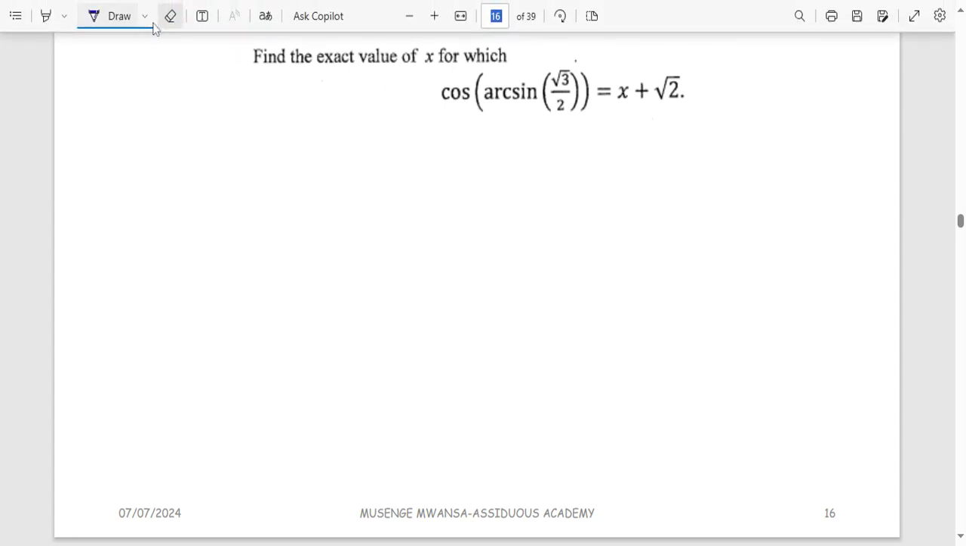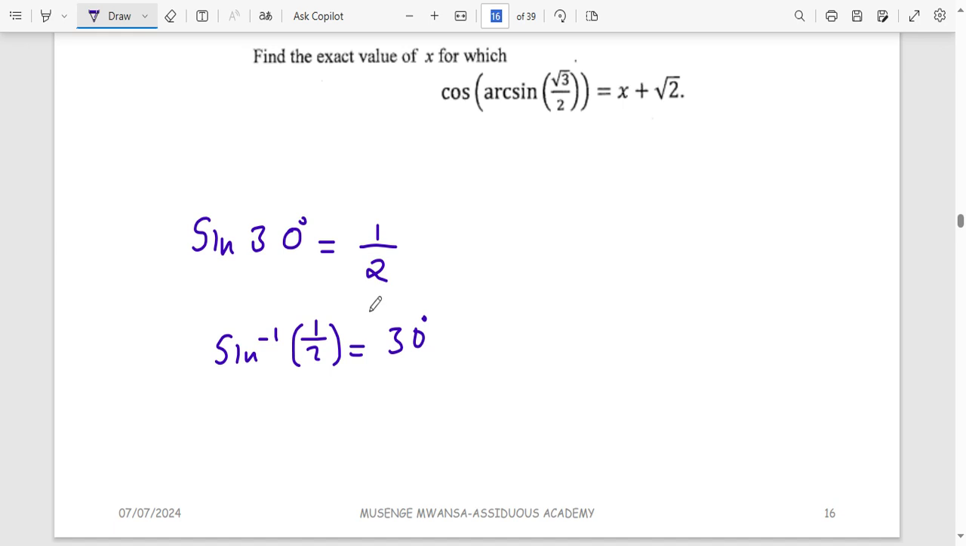Now here you can see they've given arc. Arc is inverse. So it's like this. When they tell you that sin 30 is 1 over 2, if you take sin to the other side, you know it becomes sin inverse. So therefore sin inverse of 1 over 2 will give you 30. But saying sin inverse is the same as saying arc sin of 1 over 2. That will give you 30. Basically, that is what this is telling us.